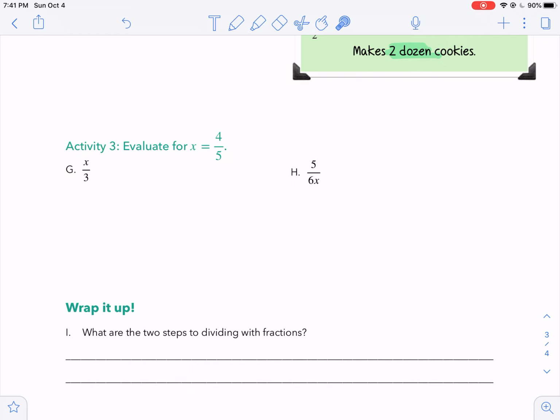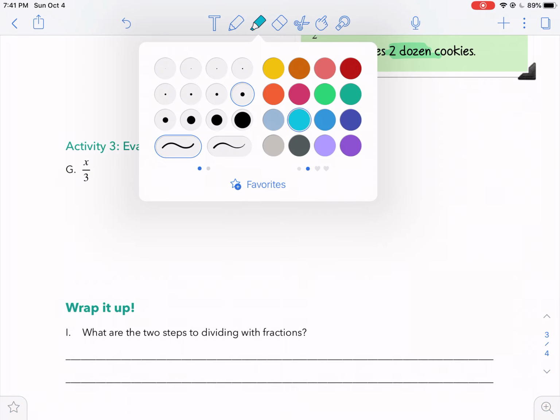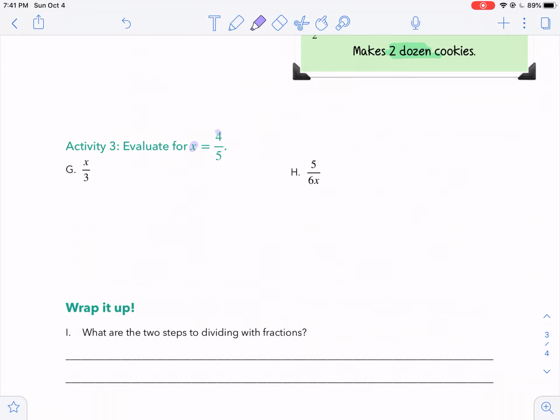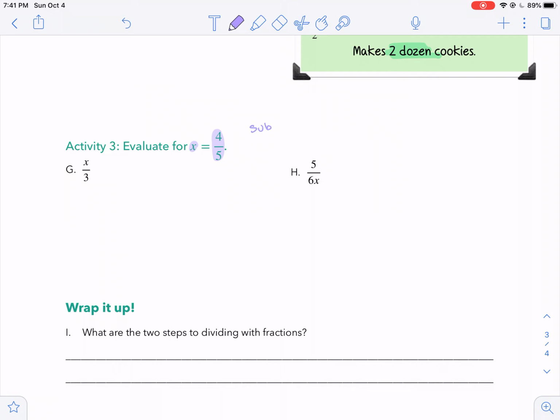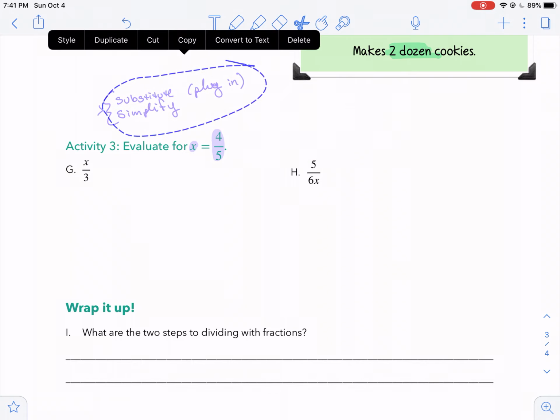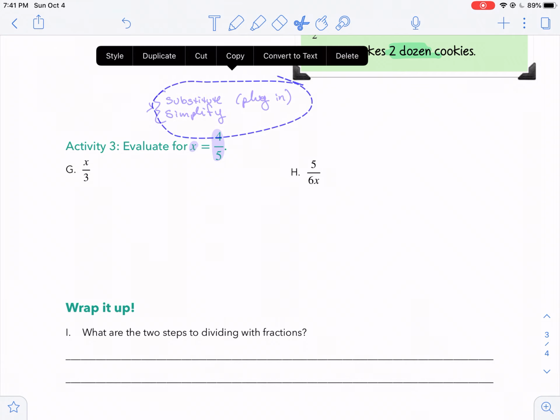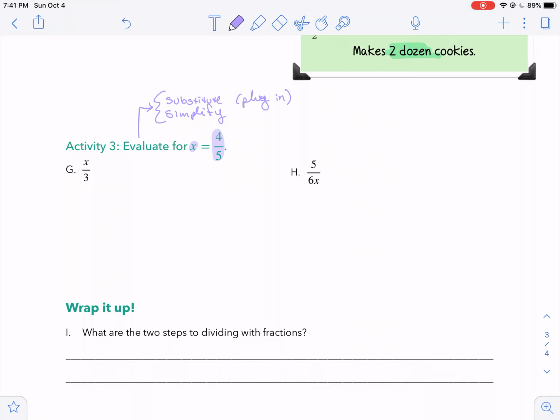Okay, anyway. Now, finally, we're going to simplify some expressions, evaluating for what happens if x is 4/5. So the 2 steps here is we need to substitute it. That is, plug it in. And then after we substitute, we simplify. Okay? Evaluate means to substitute and then to simplify.